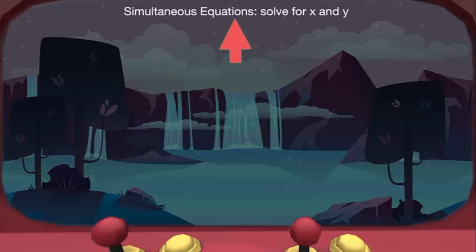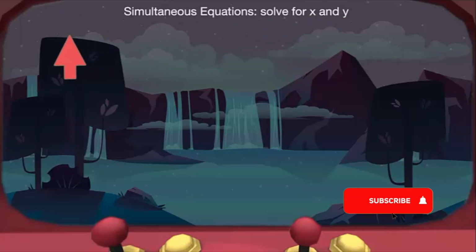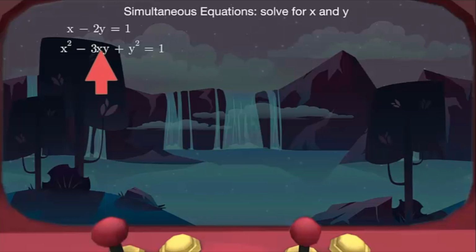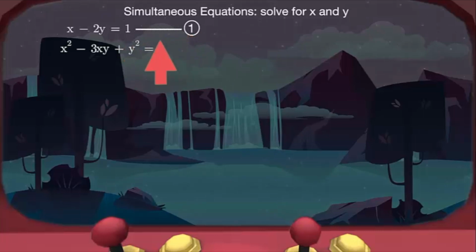Today we are going to look at simultaneous equations, and we want to solve for x and y. So we are given two equations, and both equations contain an x and a y variable. So our first step is to simply take the first equation and number it as our number 1, and then take the second equation and number it as our number 2.